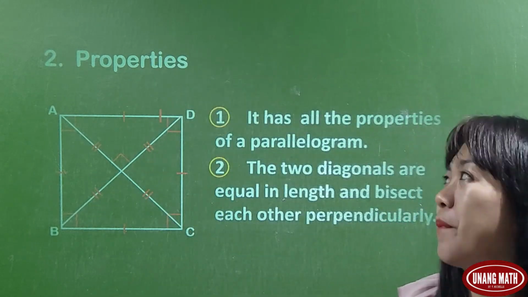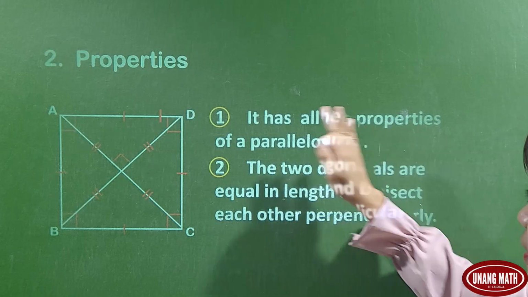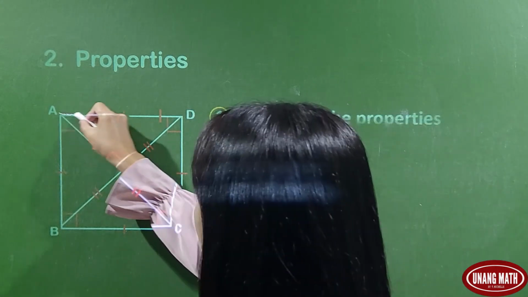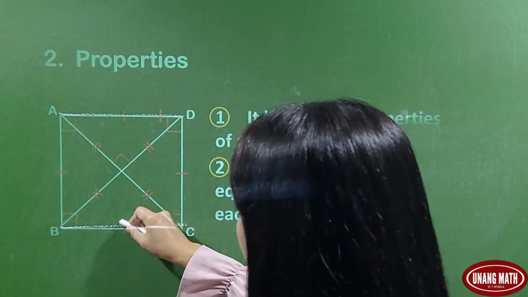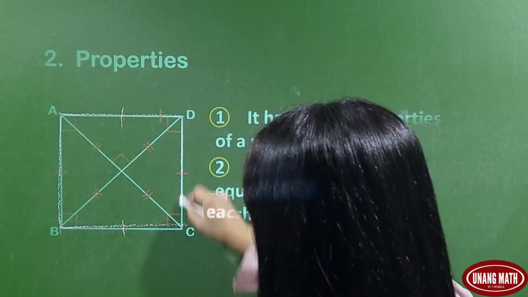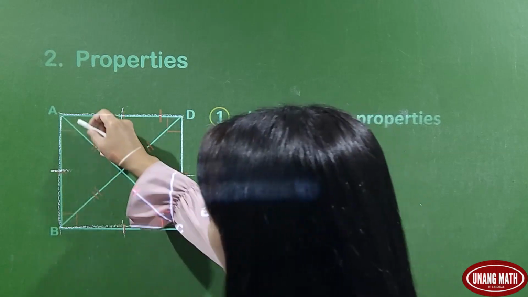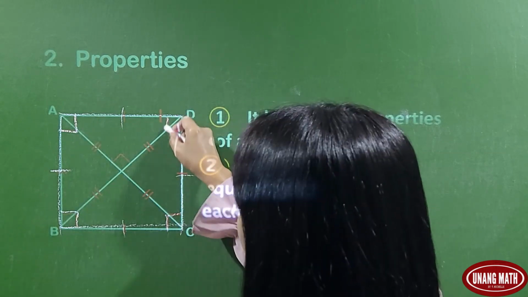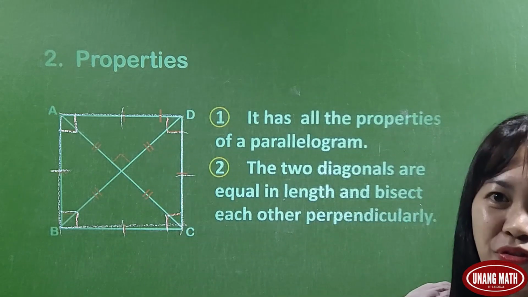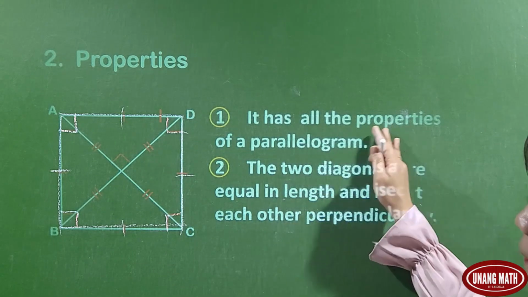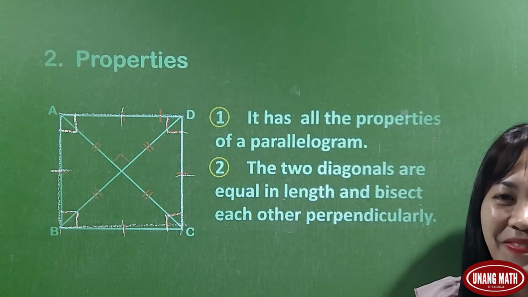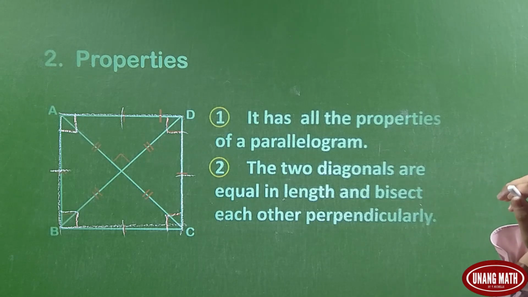First, it has all the properties of a parallelogram. So it means opposite sides are equal in length, and opposite angles are equal in measure. So we can use all the properties of a parallelogram to describe a square. What about the second property?